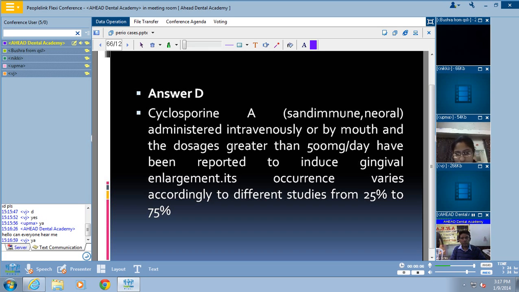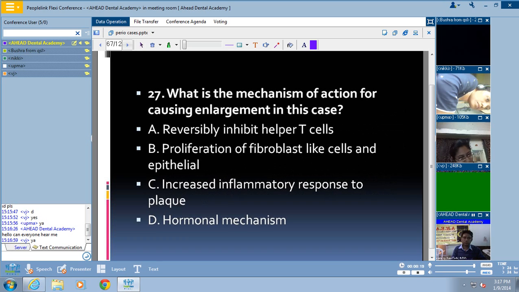So we have cyclosporin A causing gingival enlargements in around 25% to 75% cases where you have a dosage greater than 500 mg per day. What is the mechanism of action for causing enlargement in this case? We have four options: reversibly inhibit helper T cells, proliferation of fibroblast-like cells and epithelium, increased inflammatory response to plaque, and hormonal imbalance.